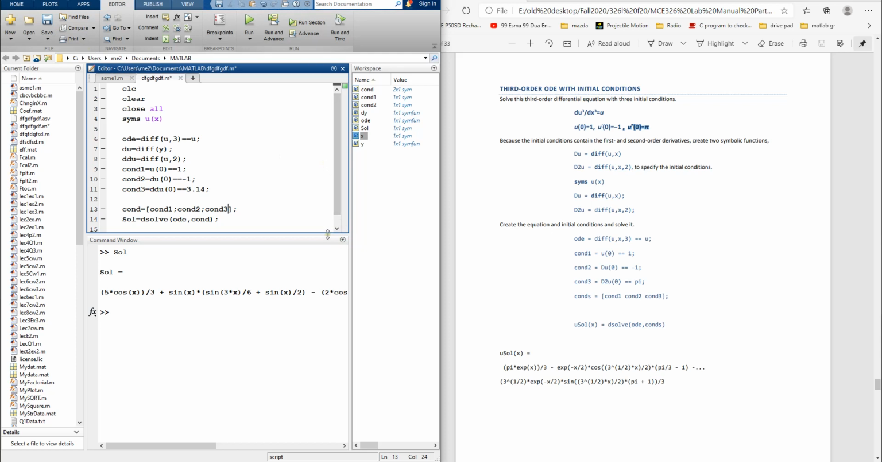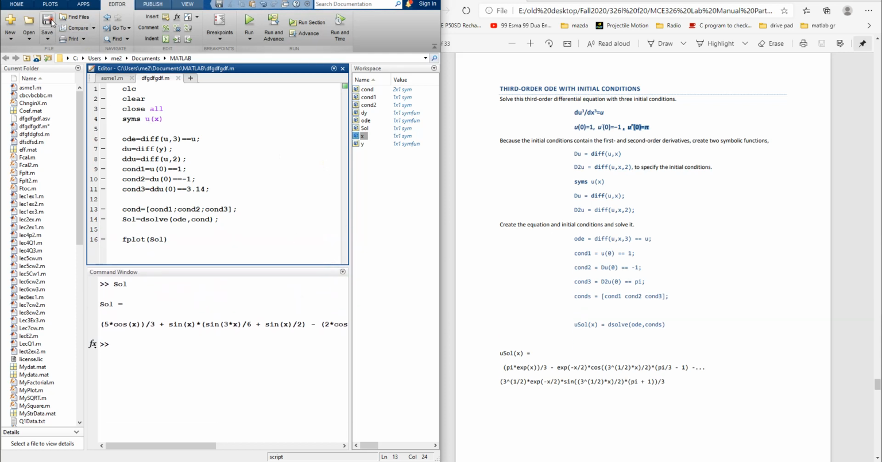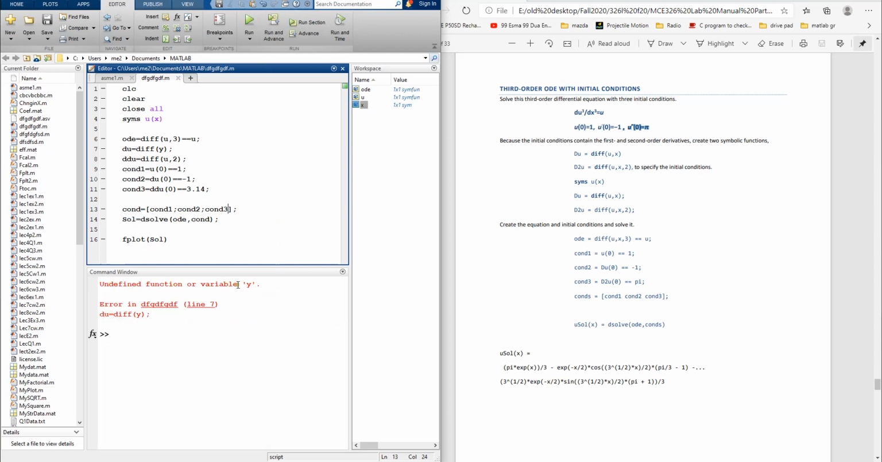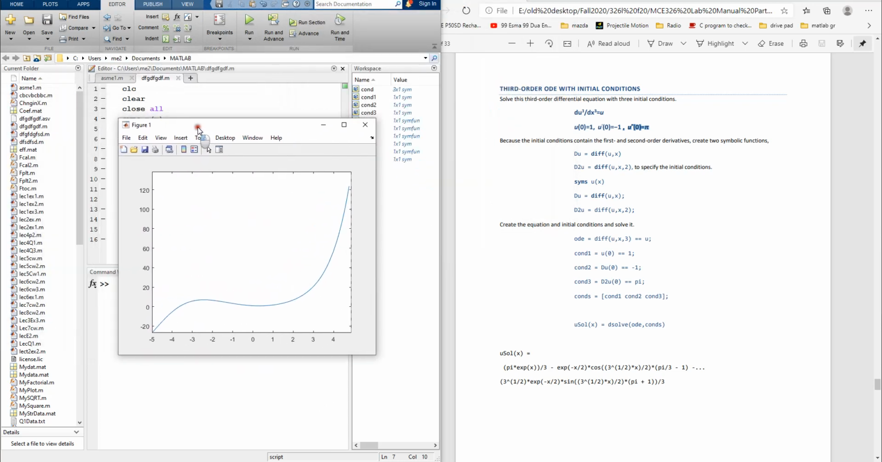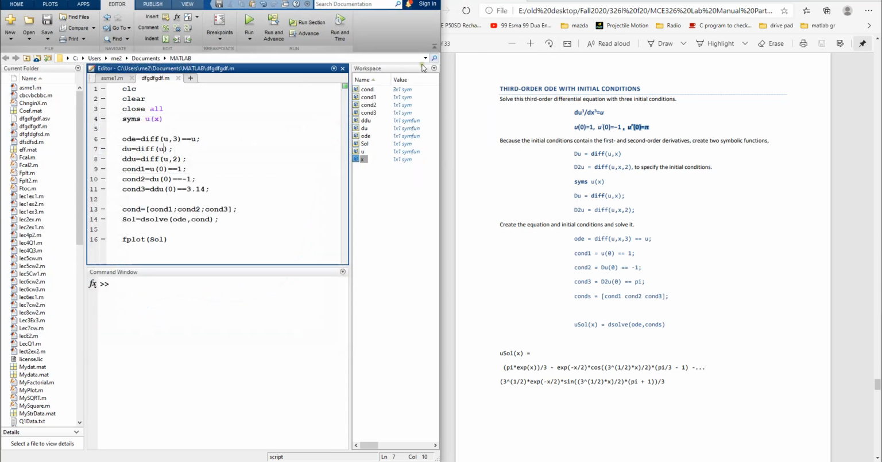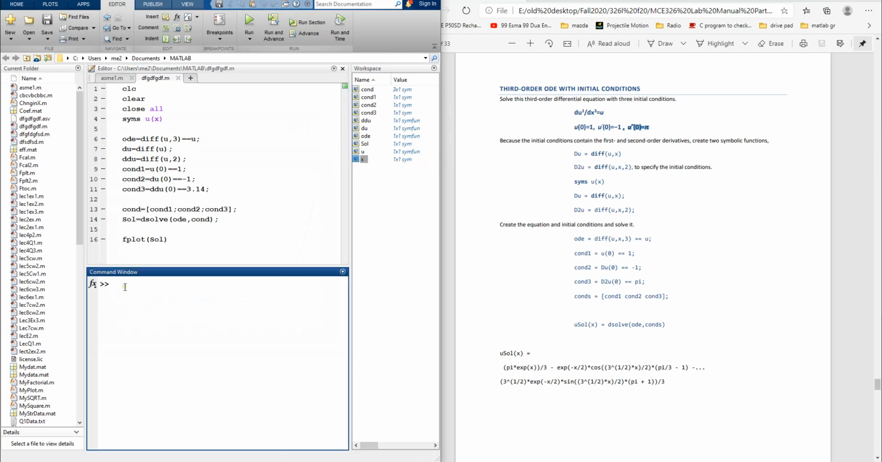And again, we have to plot the solution. Let us see what the solution will be. We have a problem: undefined function of variable y. It is in line number 7. Yes, it should be diff of u, not y. Run the program again and wait for the solution. Yes, see, this is the graph of the solution. And here are the values. If you want to display the solution, write sol here to see it. As you see, in the solution we are supposed to have three unknown constants, but because we have three initial conditions, we know these constants.